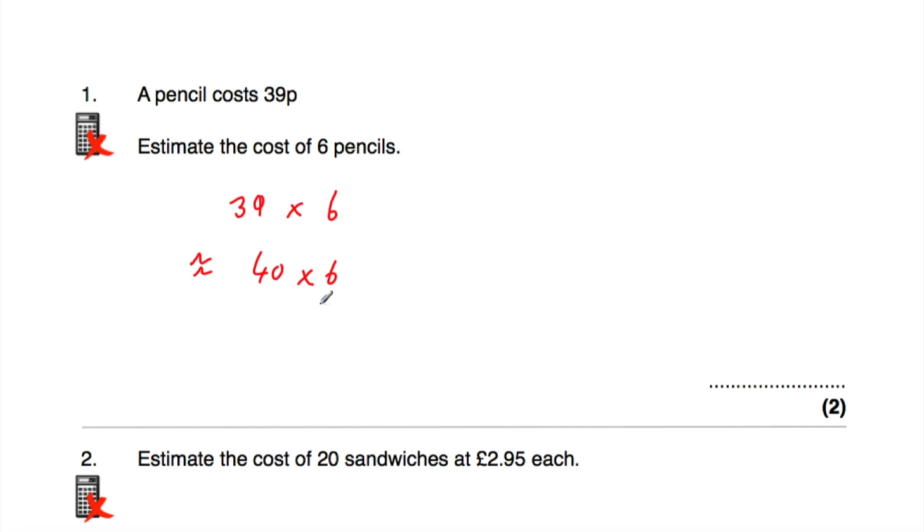Now 40 multiplied by 6 is equal to, well, 4 times 6 is equal to 24, and then put on the 0 would be 240 pence, which is equal to £2.40, and that's my estimate. Now obviously the real cost is going to be a bit less than that because we rounded up the price of the pencil from 39p to 40p, which means we can work out an estimate of the cost really quickly and easily, and that'd be quite handy if you're in a shop and you just need to get a quick estimate of the cost of 6 pencils.